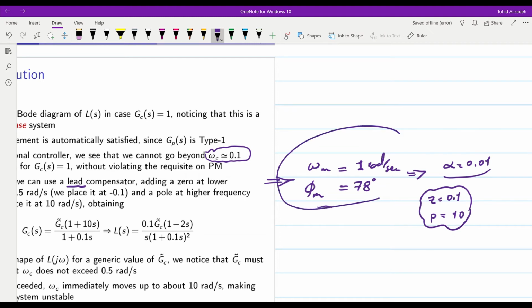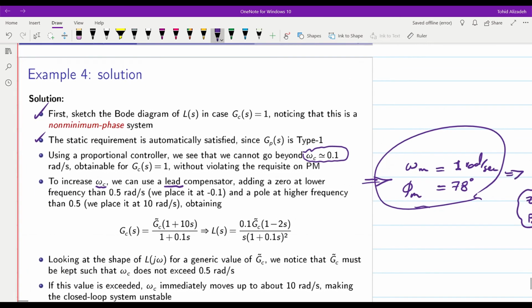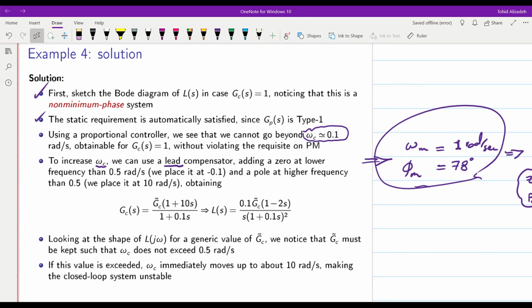So having these picked values that we have, with omega m equal to 1 and phi m equal to 78 degrees, we end up with a controller with ZC equal to 0.1 and PC equal to 10, and alpha is equal to 0.01. Now we can introduce that.